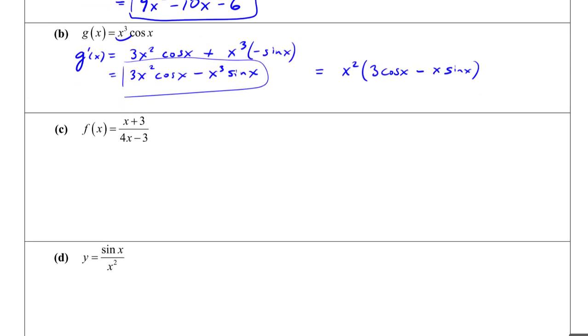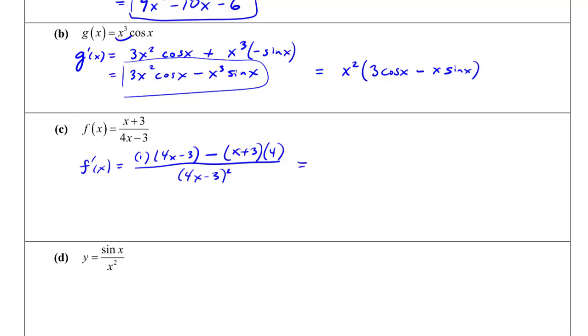All right, so now I look at the structure of this and I see a quotient, function of x over a function of x. Okay, so f prime of x, I'm going to use top and bottom. Derivative of the top, which would be 1, times the bottom as it is, 4x minus 3. Minus, in the quotient rule, top as it is, x plus 3, and derivative of the bottom is 4, over the bottom squared.